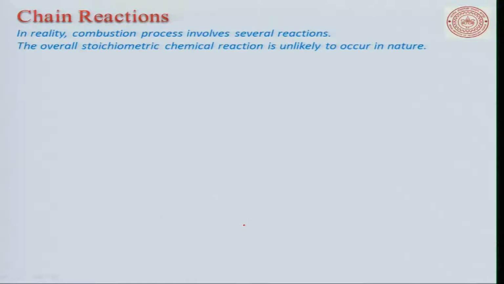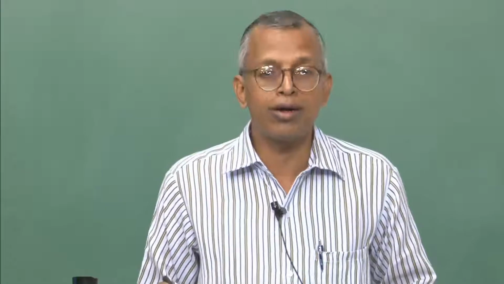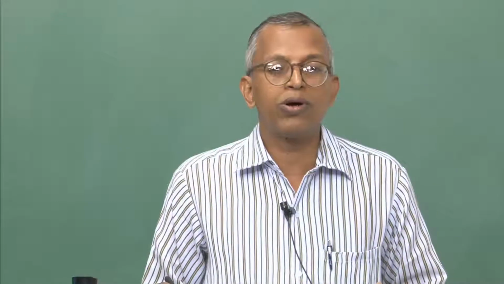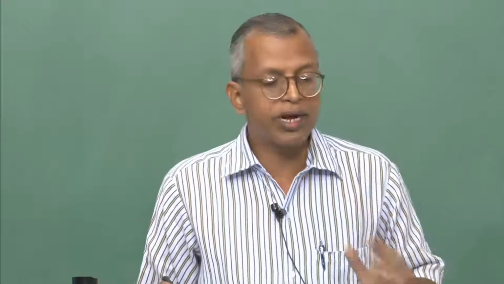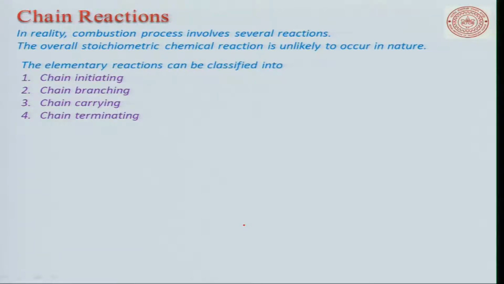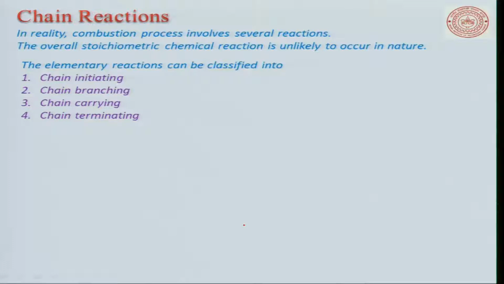I have told this several times, because a lot of people believe from their childhood, from their earlier studies, that this is the reaction which occurs. In order to remove that bogus idea, I am repeating it several times. Nature never does that, it is just a model. Elementary reactions, which are basically the chain reactions, can be classified into 4 categories. One is chain initiating, that means initiation will occur.